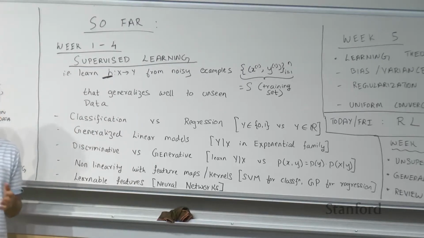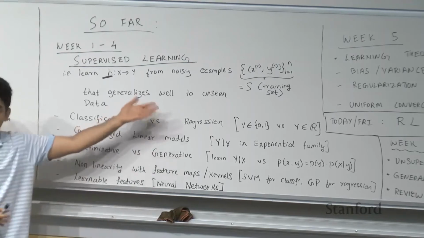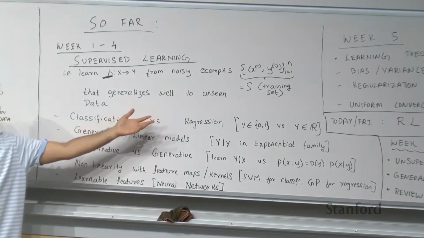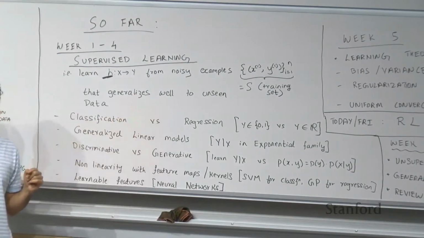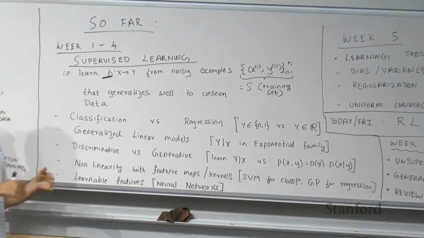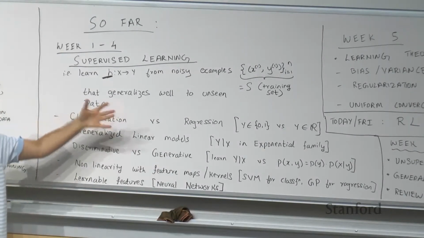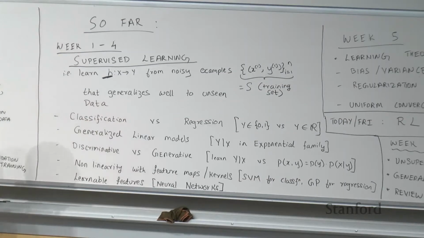Right? If the problem was just to minimize it on the given data that we have, then we would just call it an optimization problem. Right? But this is machine learning because we want to do well on unseen data. Right? And that's where the concept of bias variance comes into the picture.